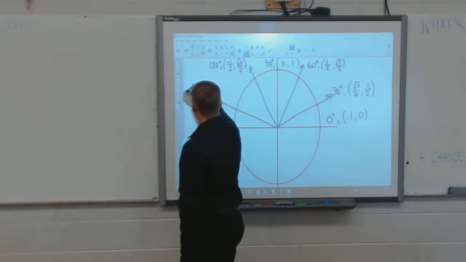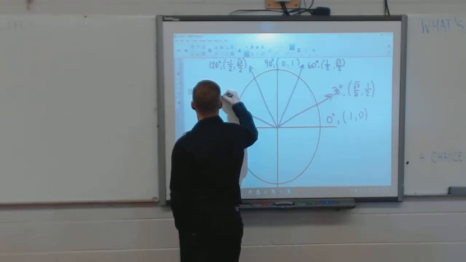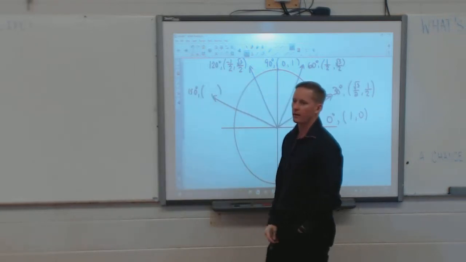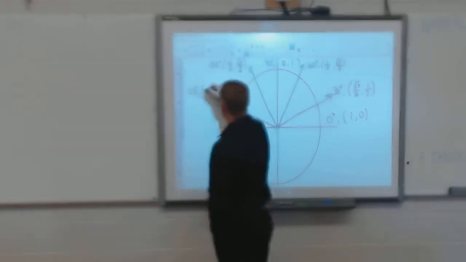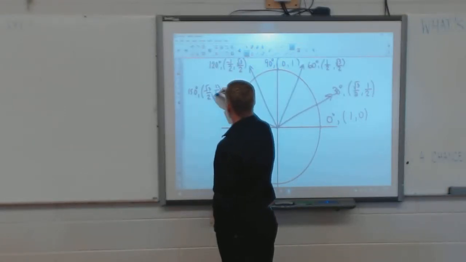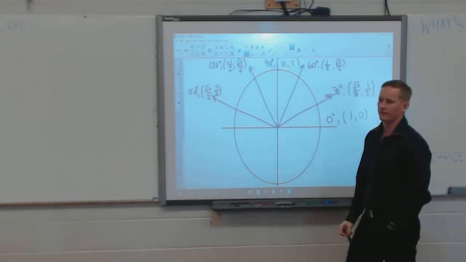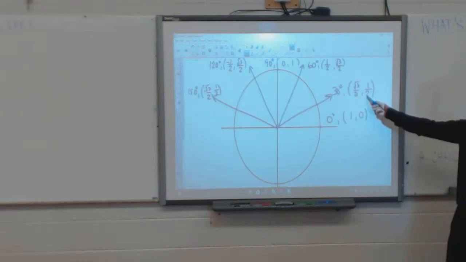All right, so now I have 150 degrees. What are my ratios for 150 degrees? Negative root 3 over 2 and 1/2. Because what's the reference angle? 30 degrees, the same as this guy. Does everybody see what's happening with the pattern now?